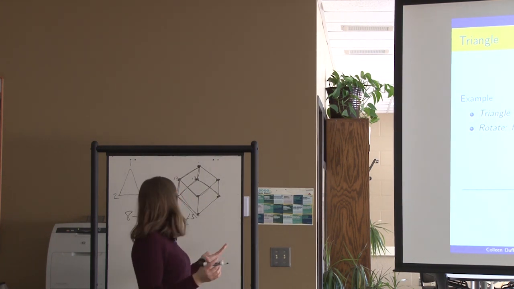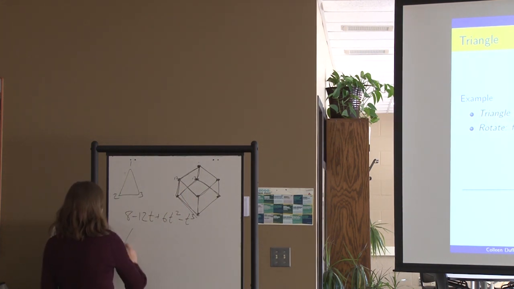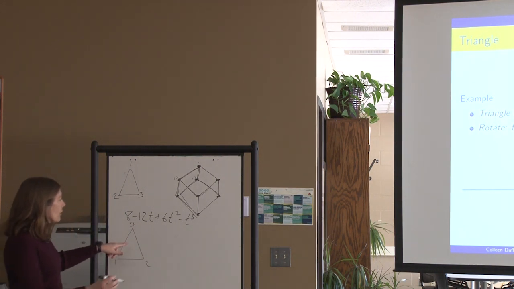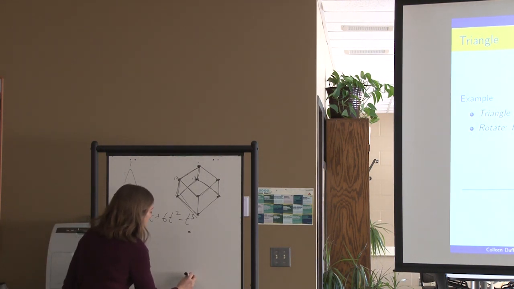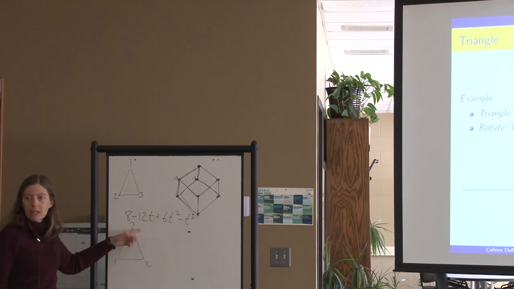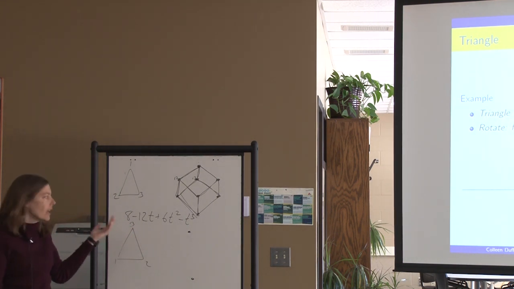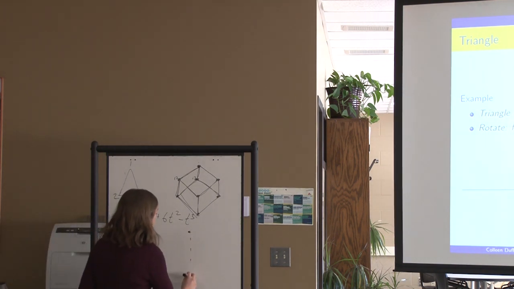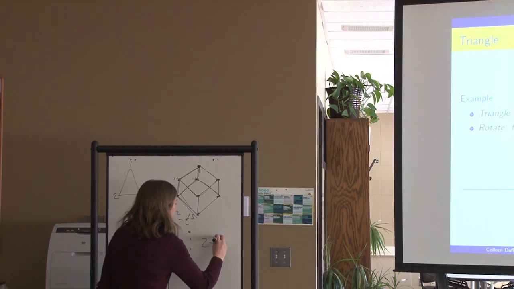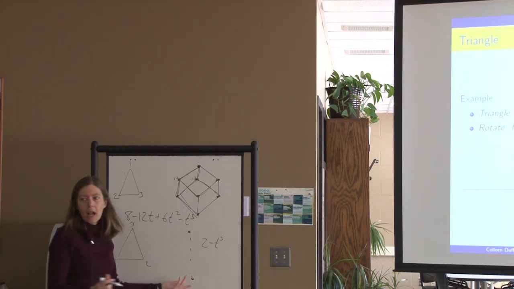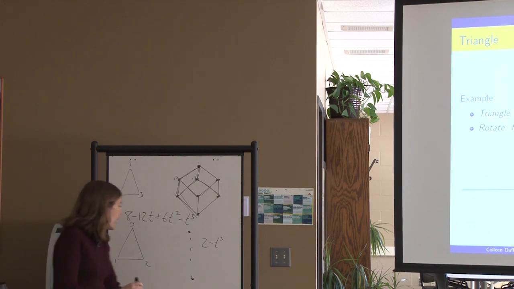All right, if I rotate the triangle, so spin it around, then I just have the top and the bottom because none of the vertices are in the same place and none of the edges are in the same place. And so I have a situation similar to the line where I just have 2 minus t cubed. I just have one path of length 3 in there.